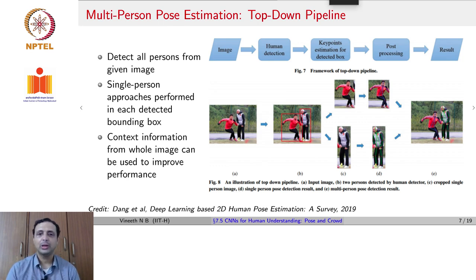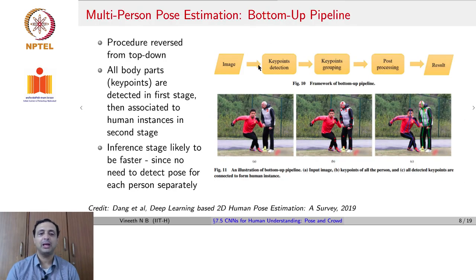On the other hand, you can also have a bottom-up pipeline where you reverse the process, where initially you detect all the key points in the image irrespective of whom it belongs to. So you just detect all the key points. You could use a detection based approach where you get a heat map for the full image, and the centers of all of these heat map regions could be different key points. You do not know which key point belongs to which person. Once these key points are detected, then you associate these key points to human instances using different methods.